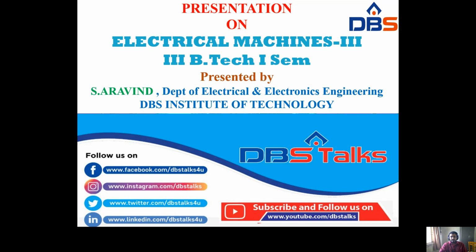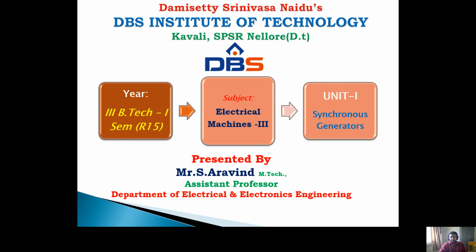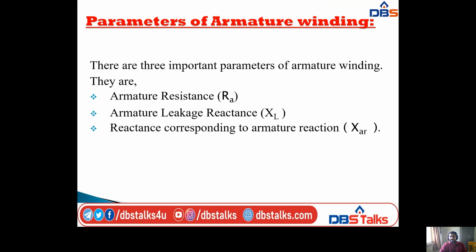Okay, so coming to the first, that is parameters of armature winding. There are three important parameters of armature winding. They are armature resistance, indicated with the letter Ra, armature leakage reactance, indicated with the letter XL, and reactance corresponding to armature reaction, that is XAR. So these are the three important parameters of armature winding. Okay. So first we will see the armature resistance, next we will see armature leakage reactance, and next we will see reactance corresponding to armature reaction.